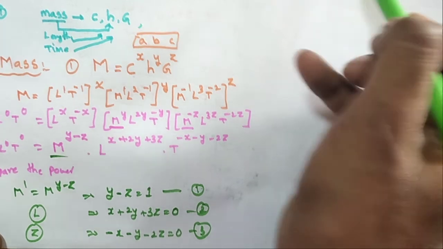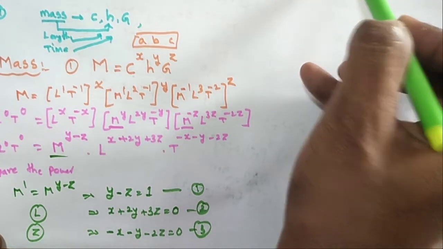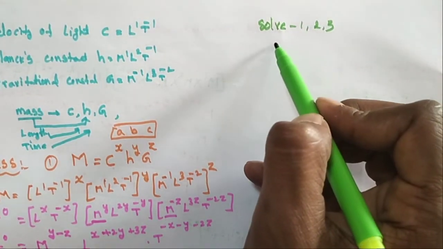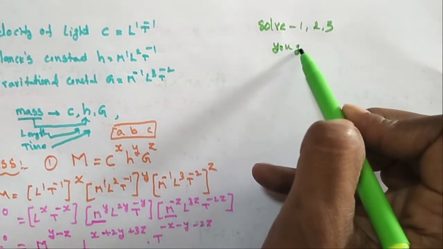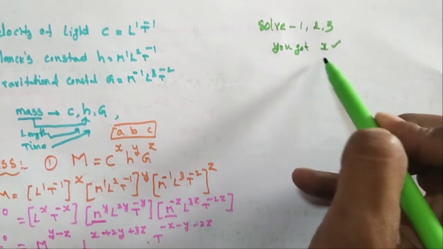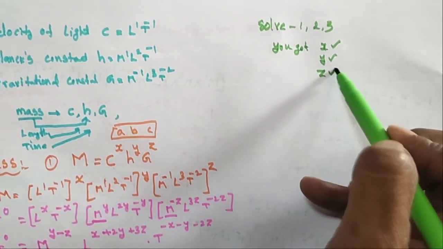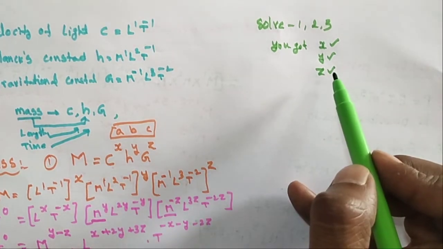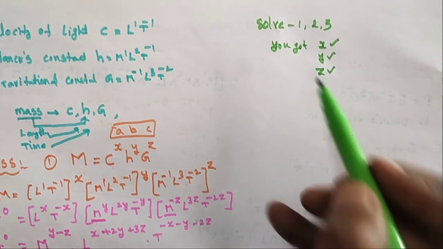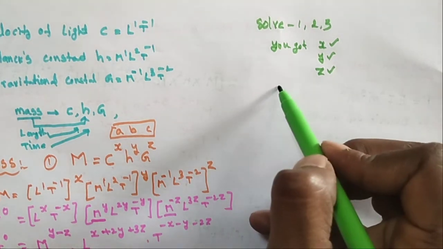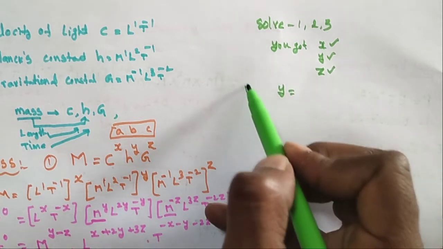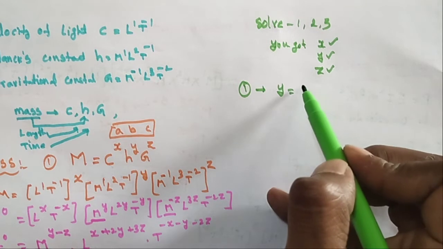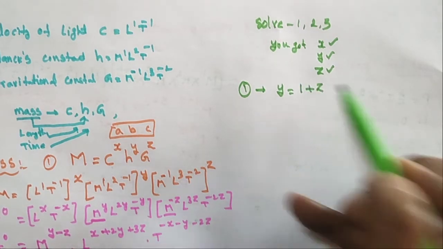Solve the first equation, second equation, third equation. Finally you get the x value, y value, z value, and after substituting in this equation you get the answer. So here I will solve this equation, y minus z. Let us take from equation 1. From equation 1, y minus z is equal to 1, that is y equals 1 plus z.